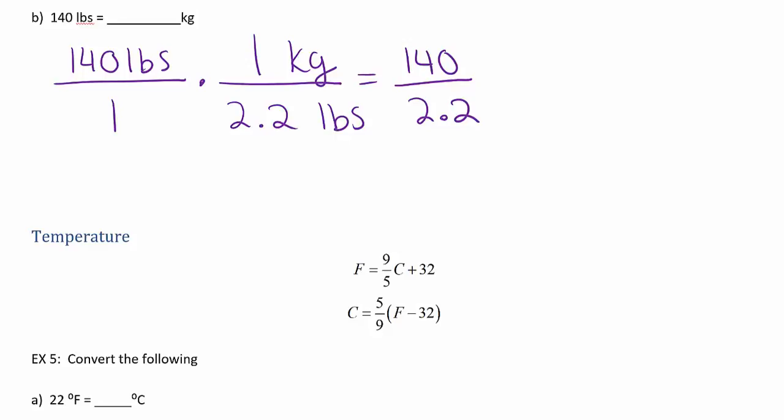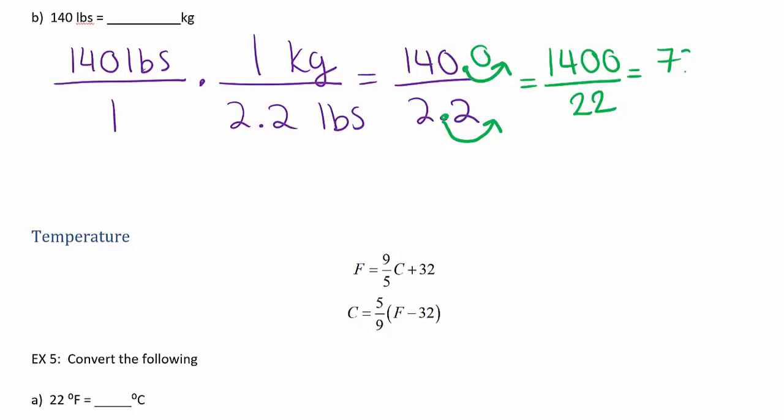To divide by something with a decimal, we want to clear the decimal. I have to move it 1 place to the right. And so I have to do the same thing on the top. I'm going to move that decimal 1 place to the right. And I'm left with 1,400 divided by 22. I'm going to reduce to help me with the division. Both of these numbers are divisible by 2. And I get 700 over 11. And now I'm actually going to do that division.